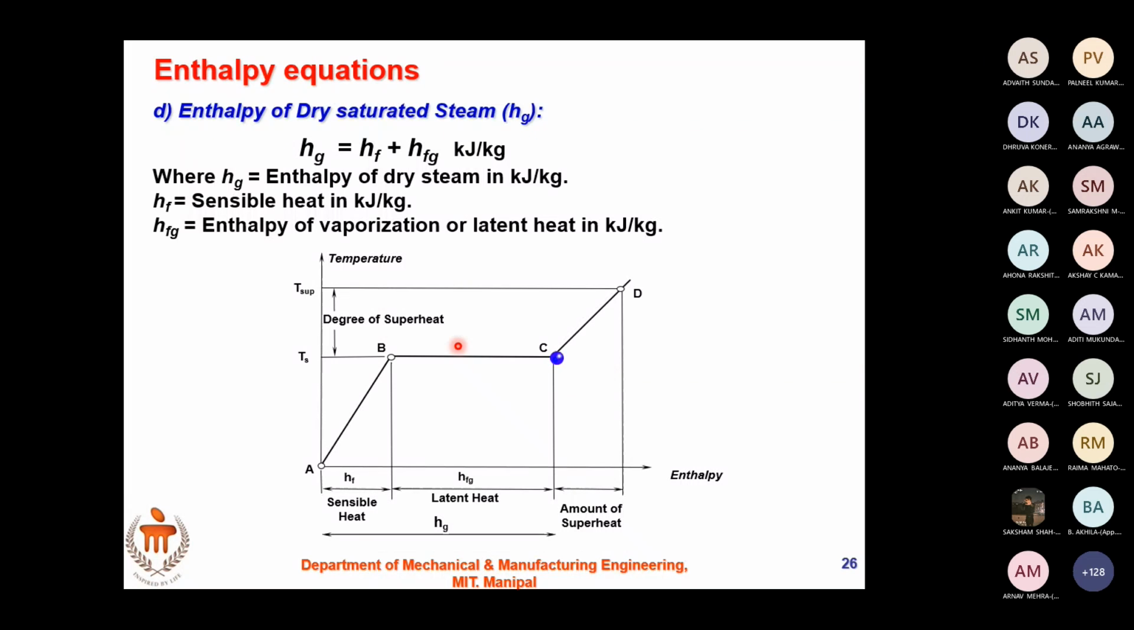Next is enthalpy of dry saturated steam. Can anybody tell me? It would be the amount of heat required to convert 1 kg of water at 0 degrees Celsius to dry steam at constant pressure. Exactly, basically the sum of latent heat plus sensible heat. Exactly right.